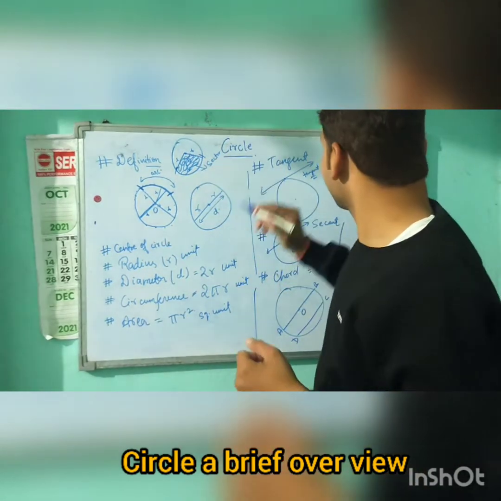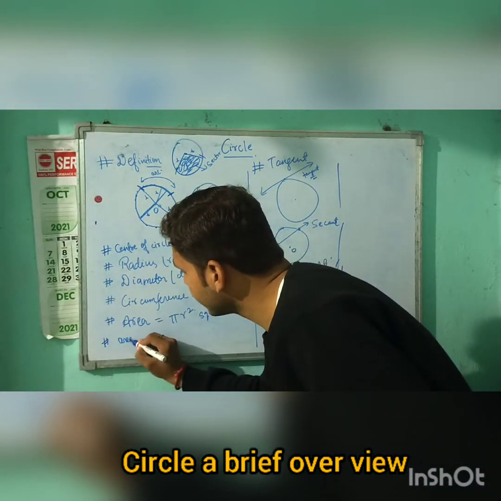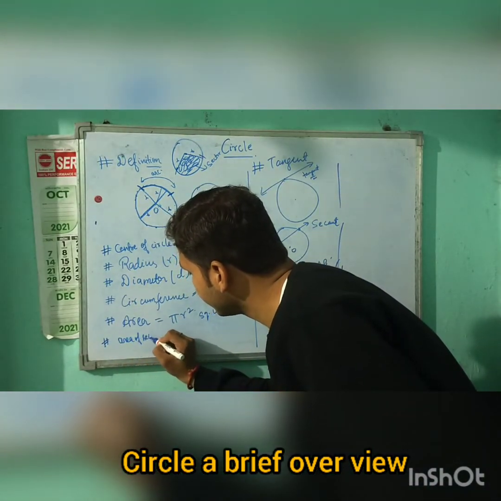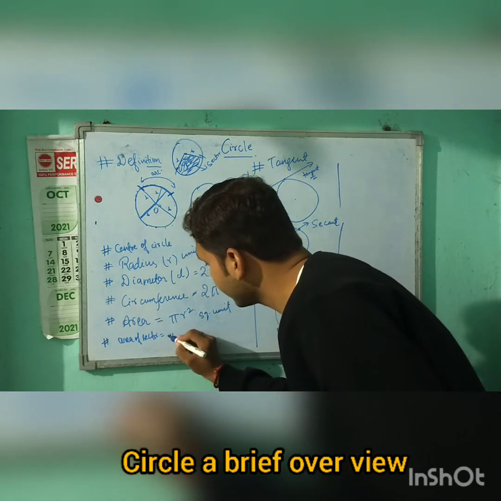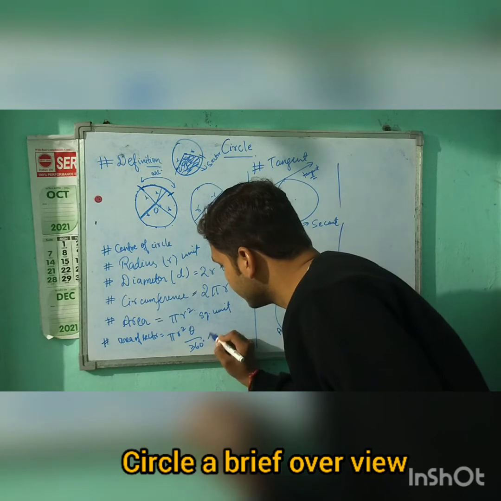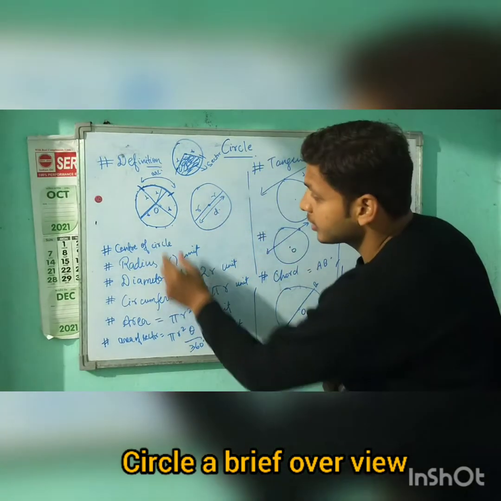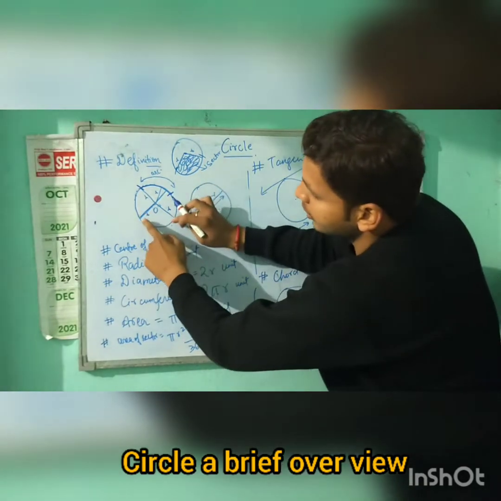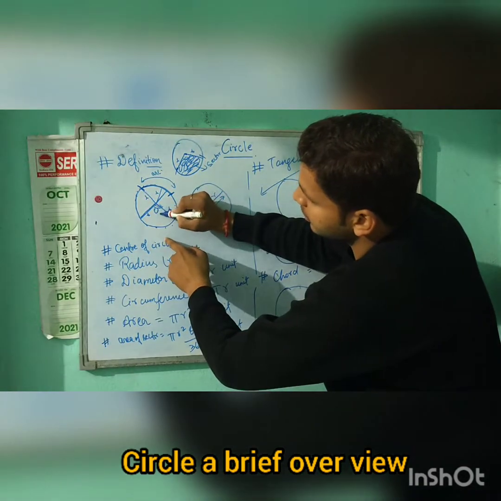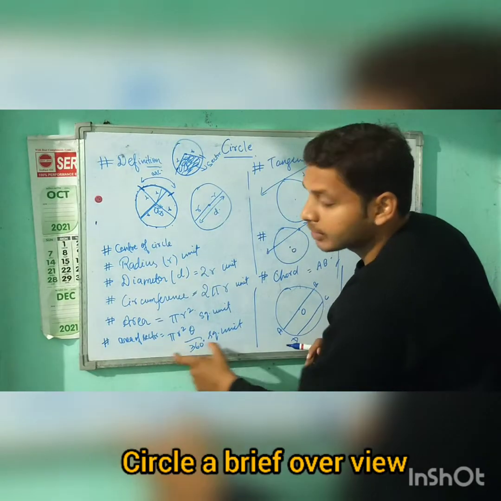So what is the area of a sector? The area of the sector is given by area equal to pi r square theta upon 360 degree. It is also in square units. And what is this theta? This theta is the angle obtained by the arc at the center. So theta upon 360 times pi r square is the area of the sector.